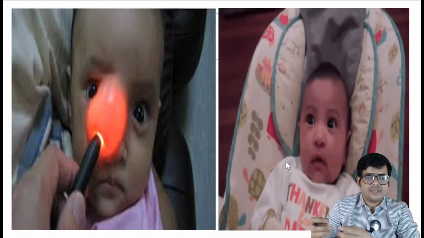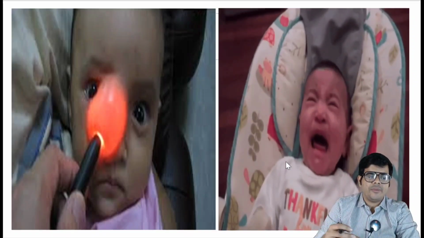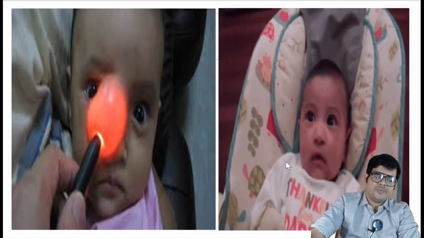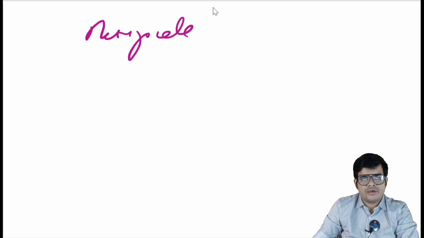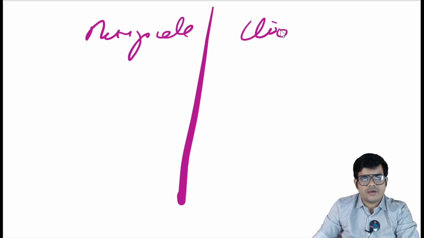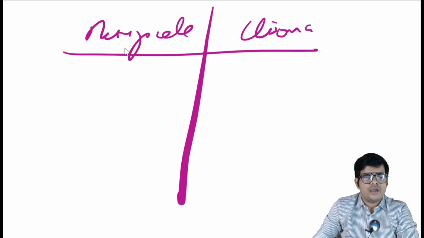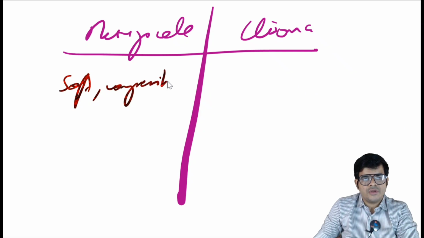And in case of meningoencephalocele, when you are doing a transillumination test, it will be positive. Okay, transillumination test will be positive. And what are the other differences? You have the meningocele here, this is the glioma here. Meningocele is soft and compressible, whereas glioma is firm and non-compressible.